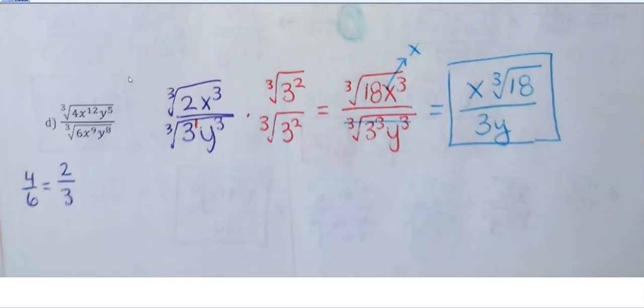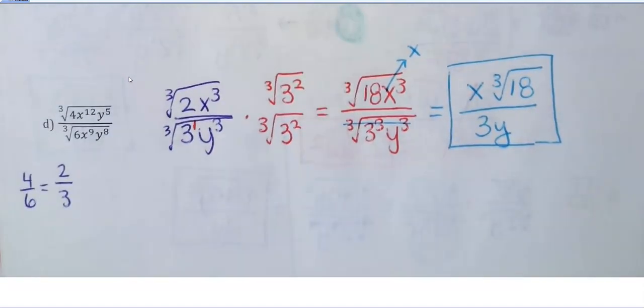And then again, don't be like, oh, 18 and 3 go to 6. No, that 18 is under a cube root, the 3 is not. So just leave it alone. So many of these problems, you feel like you can simplify something further, but you can't.